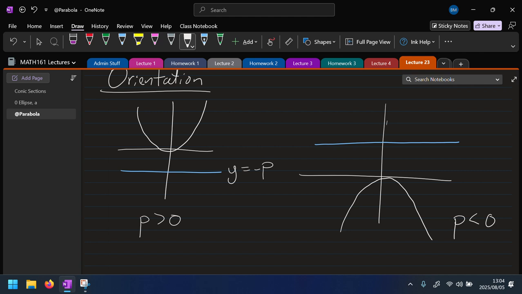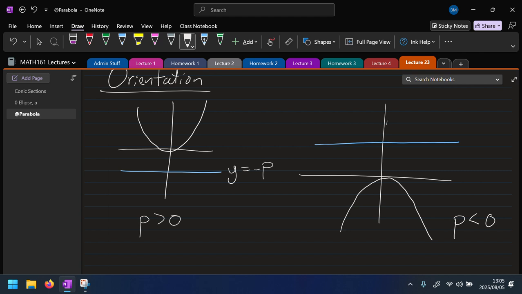Okay, so it's a little bit swapped. If p is greater than 0, the line is underneath. And if p is less than 0, the line is above. I didn't invent this, don't blame me, but that's just how it is. So please, in your minds, just swap it.